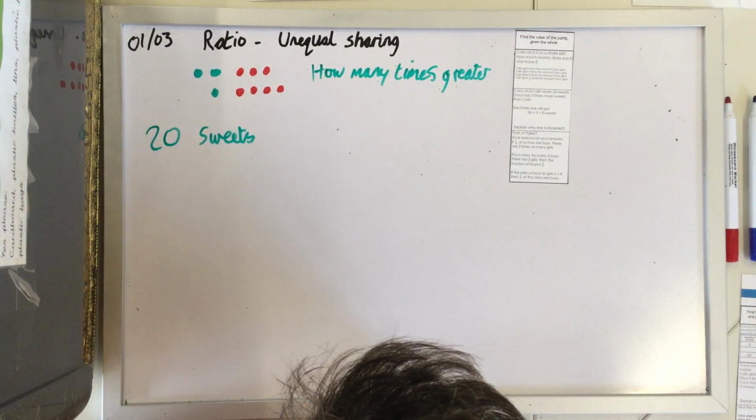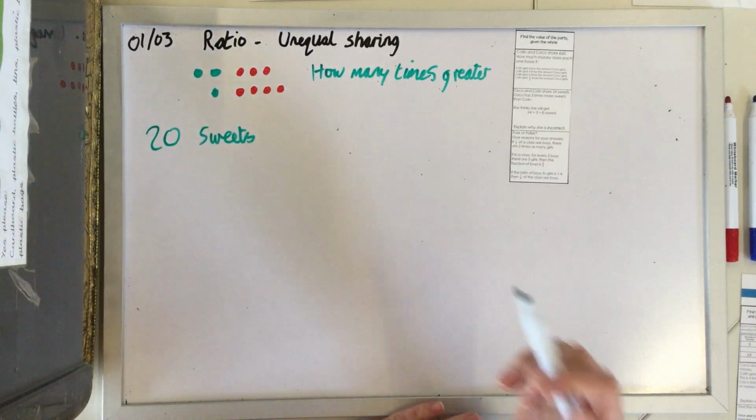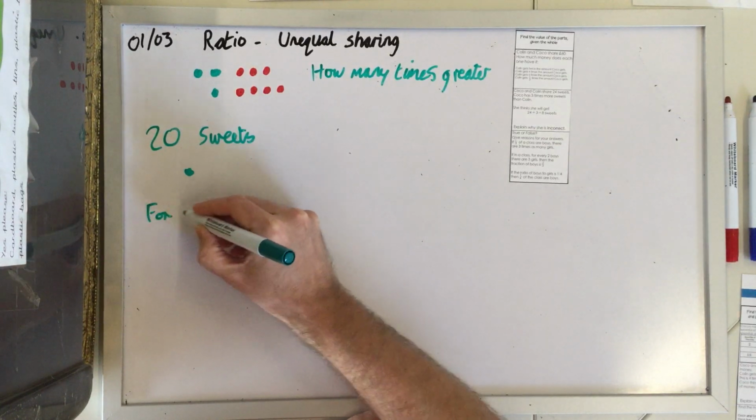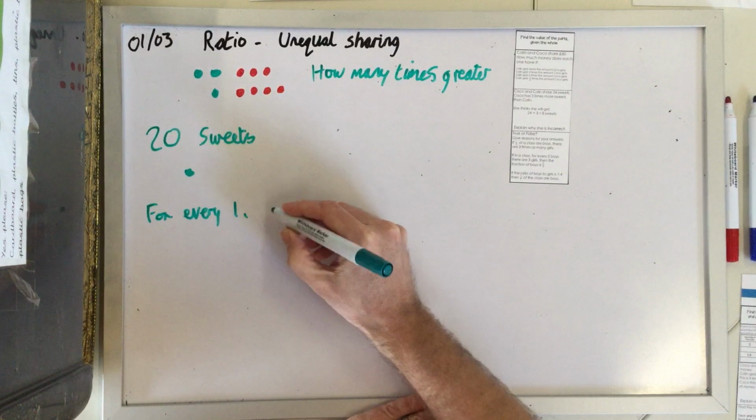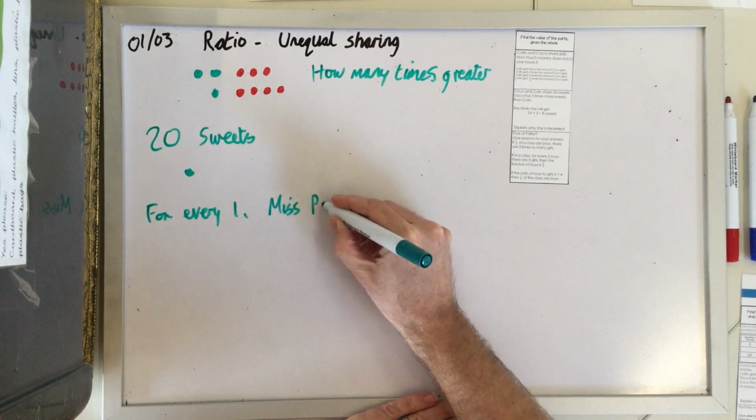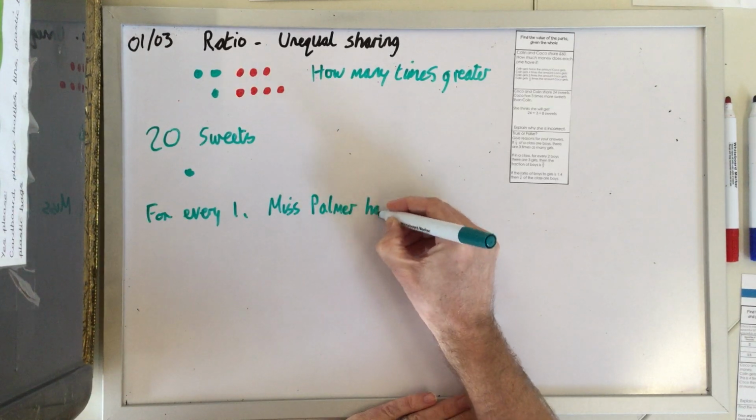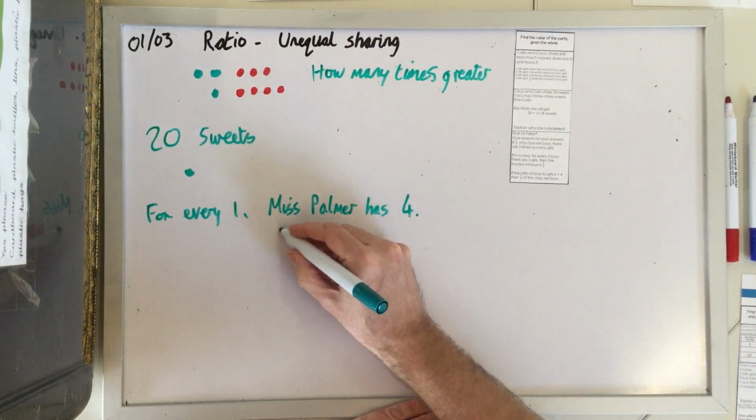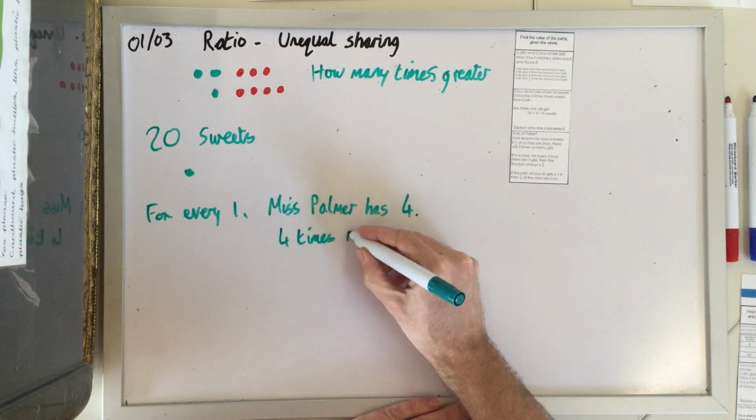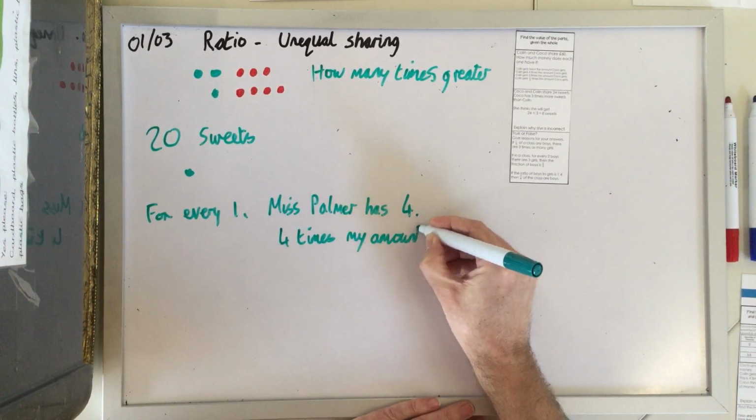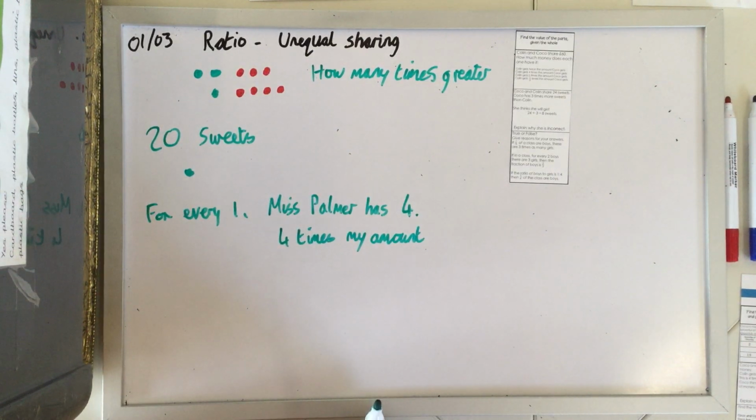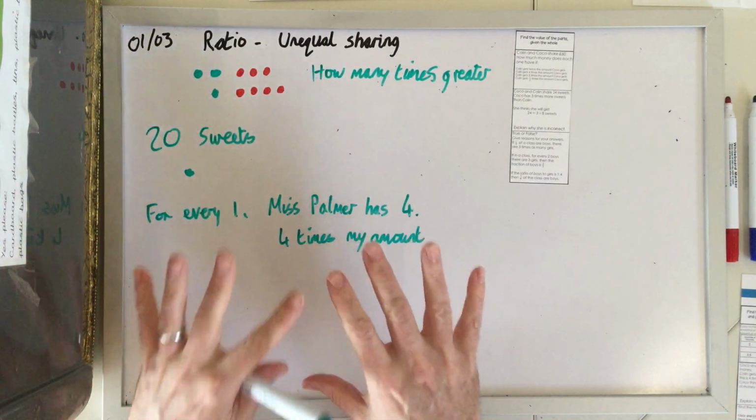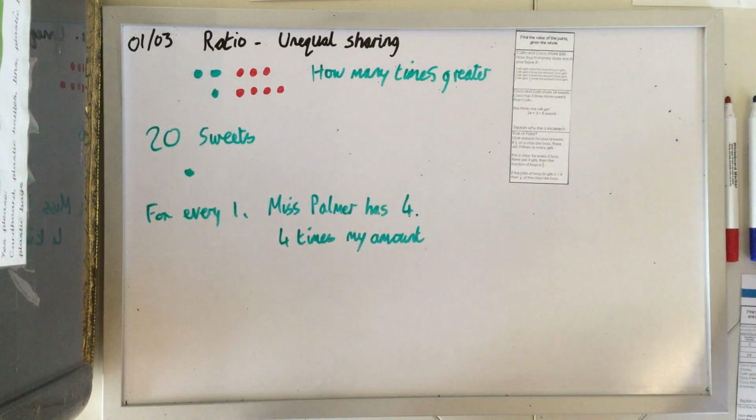Okay, and let's say for every 1 that I have, for every 1, Miss Palmer has 4. Since she's got 4 times my amount, that's 4. And a very good way to think about these is to visualize it, to construct an image to help you work it out.